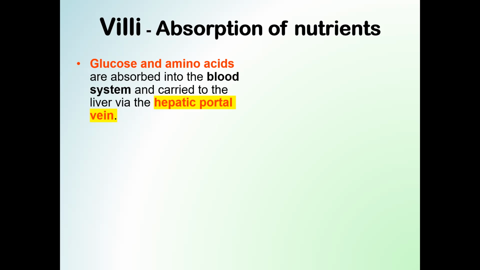Now the villi, let's go into some detail here. The glucose and amino acids, when they're absorbed into the blood from the villi, they go directly to the liver. And there's a system in our bodies called the hepatic portal vein. So it's a vein which picks up all the nutrients that have been absorbed directly to the liver, nowhere else, straight to the liver. So it's mainly the glucose that's the problem.